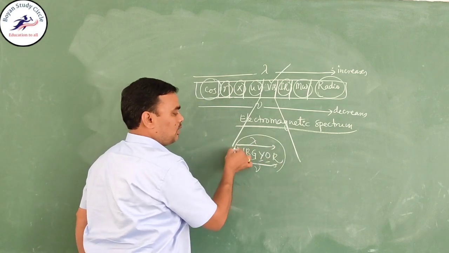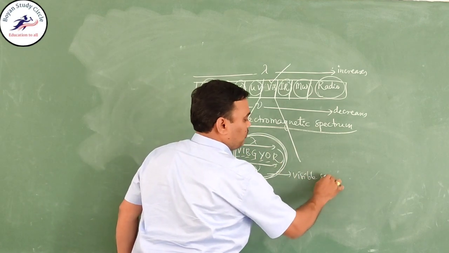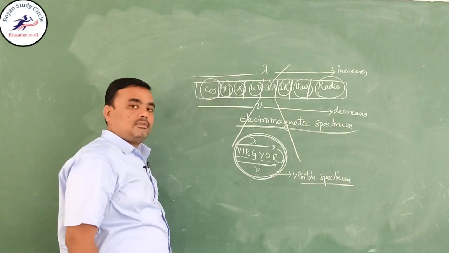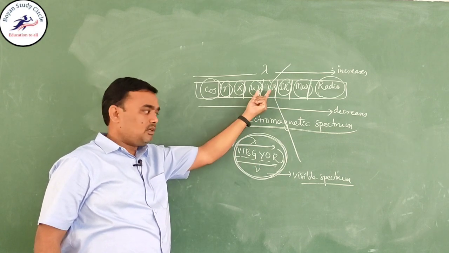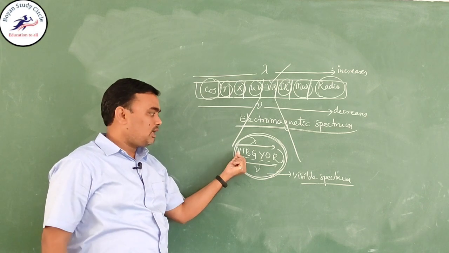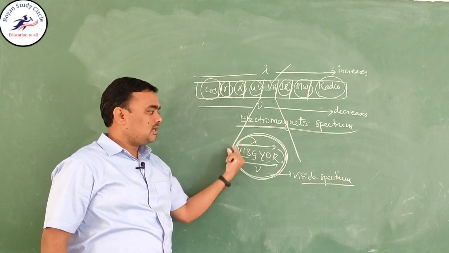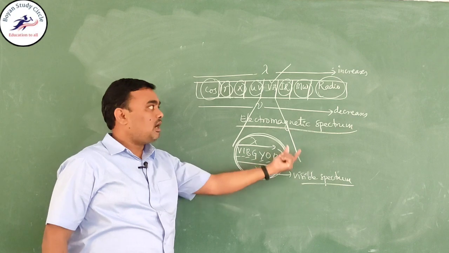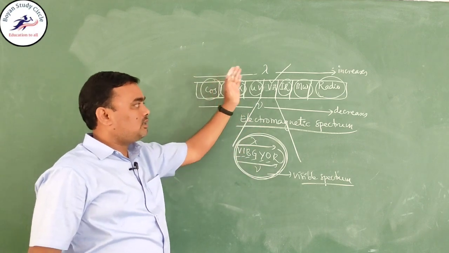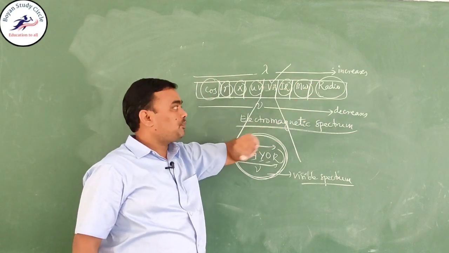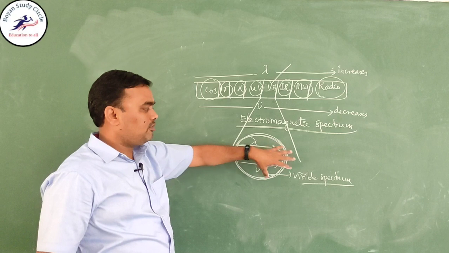This arrangement of visible light according to wavelength and frequency is called the visible spectrum. So what is the visible spectrum? Different types of light available in the visible region, VIBGYOR: violet, indigo, blue, green, yellow, orange, red. When these are arranged according to their wavelength and frequency, this arrangement is called the visible spectrum. Our eye can detect only this range of wavelengths; the remaining light our eye cannot detect. The entire arrangement is called the electromagnetic spectrum, and the visible region is called the visible spectrum, right.